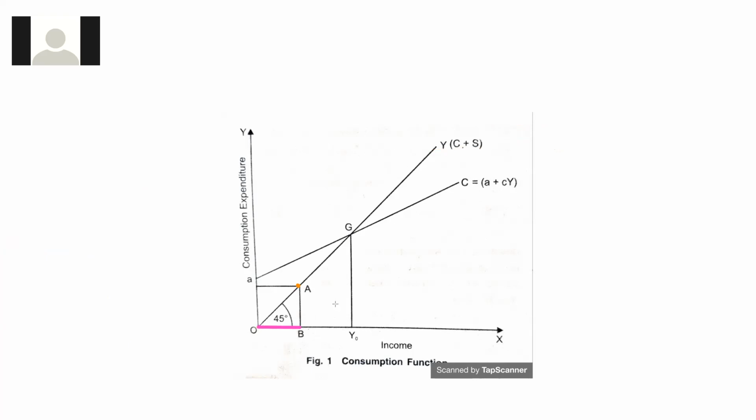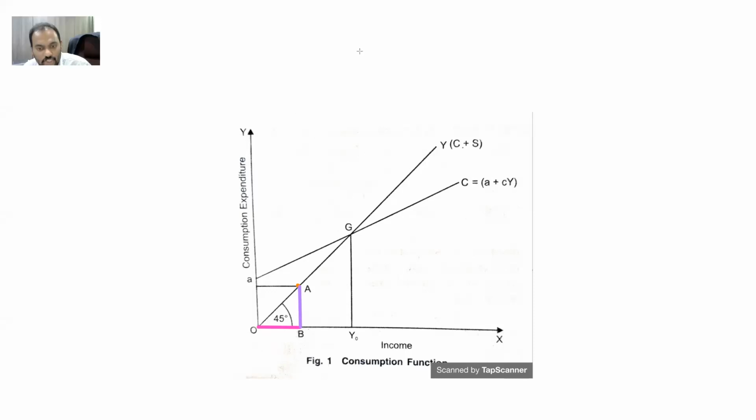The horizontal distance is OB, yes or no? Can you see OB here? Yes, sir. It is equivalent to the vertical distance AB. That means the length of both the lines is the same. Are you all getting it right? Yes, sir.